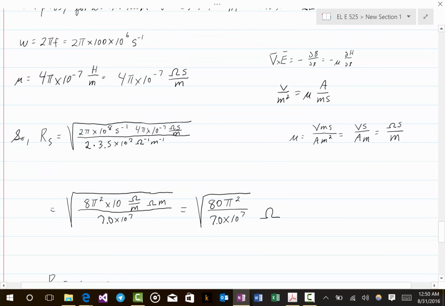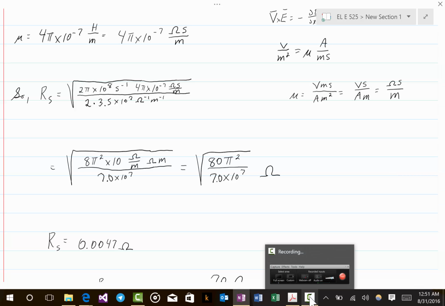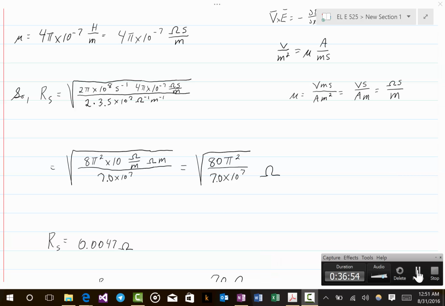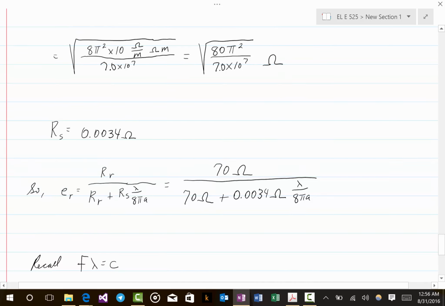And so when we do that, I'm going to have to make an adjustment in this value right here, because remember I had forgotten that factor of 2. Now that we have the factor of 2, it will have to be adjusted. So I'll take a break for a moment and calculate a new value of RS. Okay, after we make that correction, the value for RS is equal to 0.0034 ohms. And now we're ready to finish this problem.